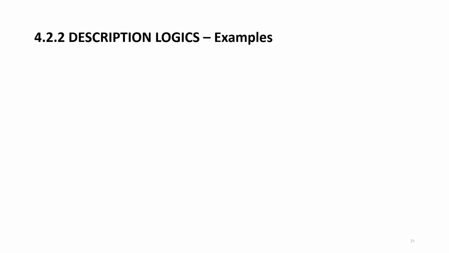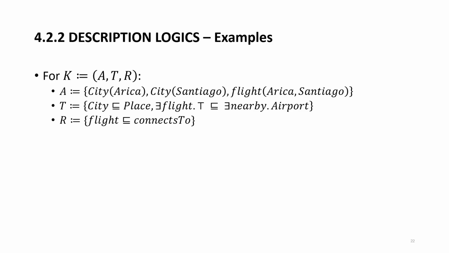Since it might be hard to understand, I will show an example. Let's say that K is a DL containing the A box, T box, and R box. The A box contains city Arica, city Santiago, and flight Arica Santiago. The T box contains city as a subclass of place, and that all individuals that have a flight have an airport nearby. And as the R box, we have that flight is a sub-property of connects to.